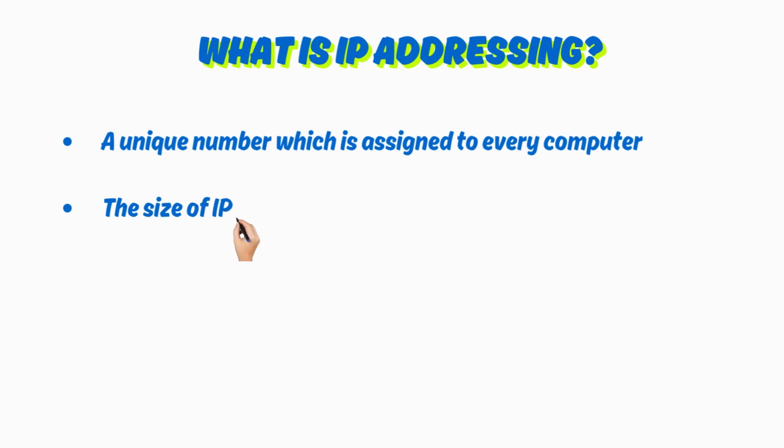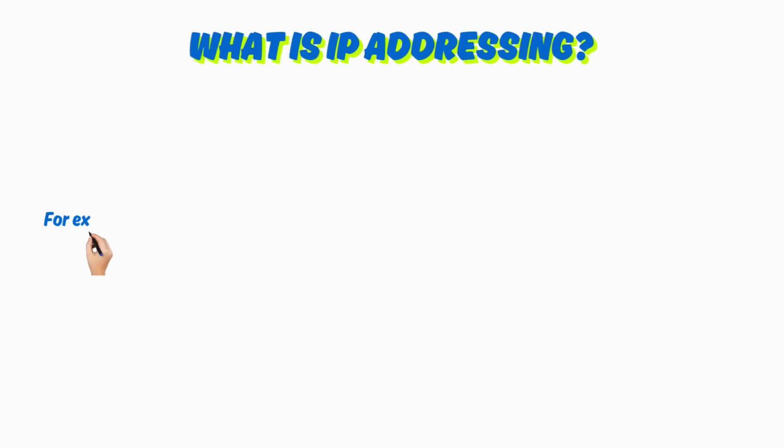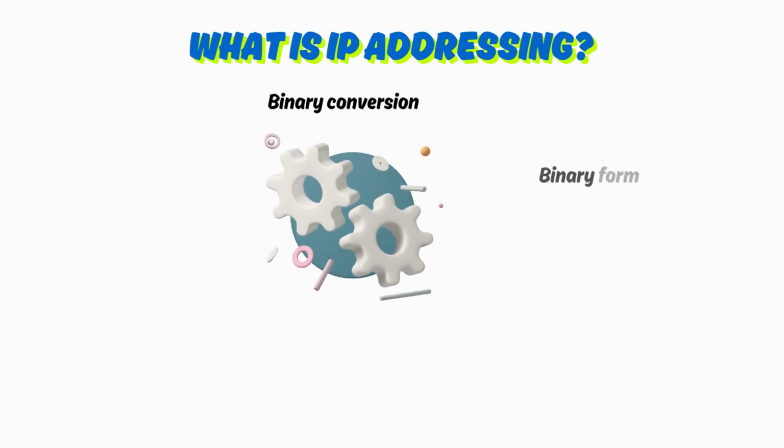An IP address is made of 32 bits, divided into 4 sections called octets. Each octet is written in decimal form, separated by dots. For example, 192.168.1.1, but behind the scenes it is actually binary, a series of ones and zeros like this.